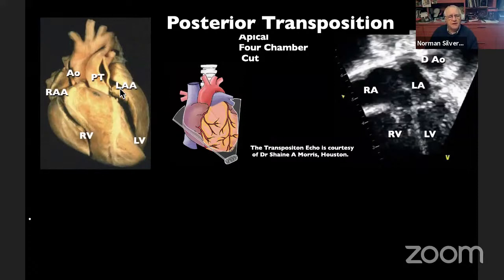Here's the right and left atrial appendages, the aorta and pulmonary trunk, and the cuts from the left ventricle going into the pulmonary trunk and the right ventricle going into the aorta. So the aorta is actually posterior. And here is a sweep which I've obtained from Dr.